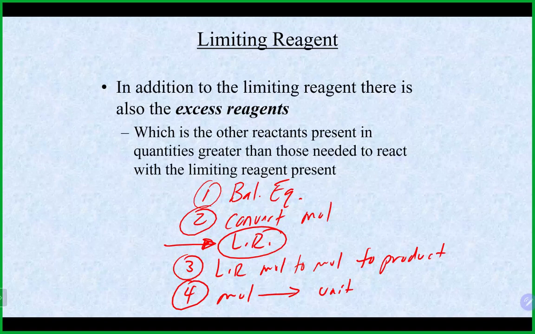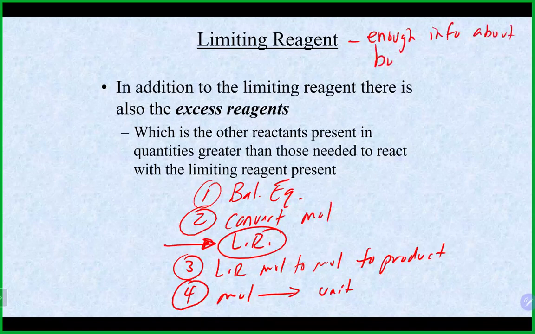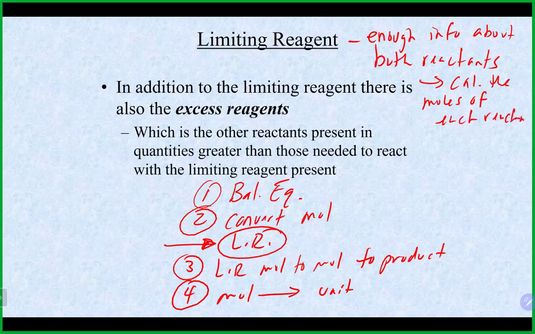Now, a couple of things about limiting reagents. How do you know it is a limiting reagent problem? The way you know it's a limiting reagent problem, because they very often will not in blinking lights tell you, hey, it's a limiting reagent type problem, is if you have enough information about both reactants, and really the information you have is enough to calculate the moles of each reactant, then it is a limiting reagent problem.